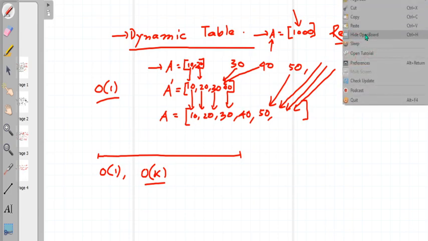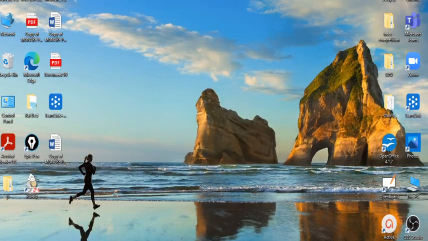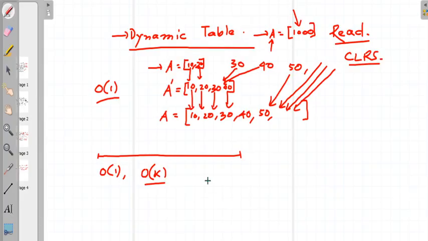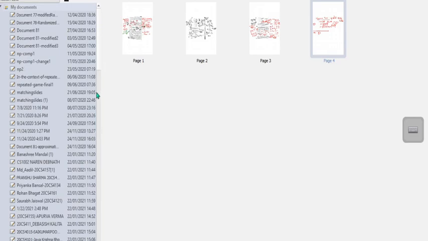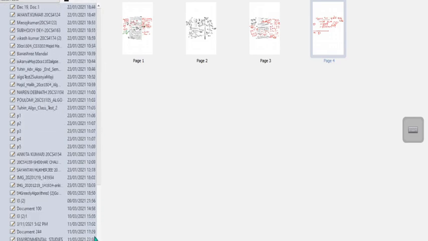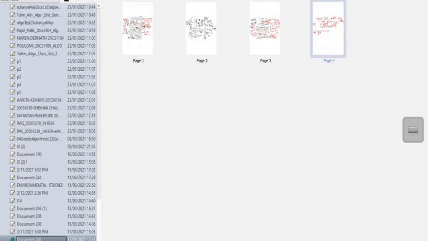Okay. So now we'll be going to another topic. As we were discussing, the master theorem has not been discussed, so we'll be discussing the master theorem.